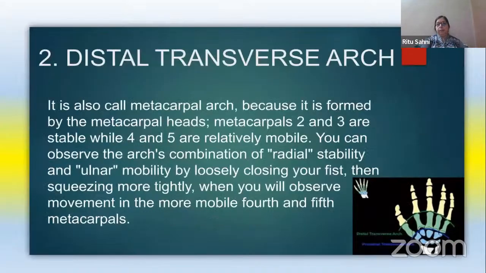And this is the distal transverse arch. It is also called the metacarpal arch because now it is on the metacarpal side. So this is formed by the metacarpal heads. Metacarpals 2 and 3 are stable, while 4 and 5 are relatively mobile. So these are stable and these are mobile, and you can observe this arched combination of the stability of the radial side versus the ulnar side in the loose or the closed position of the fist.